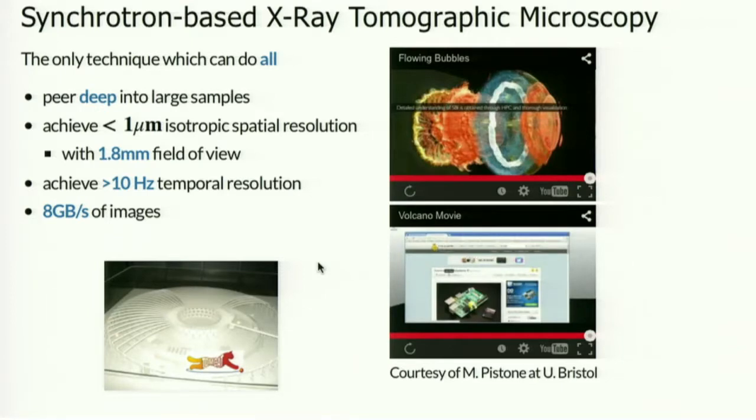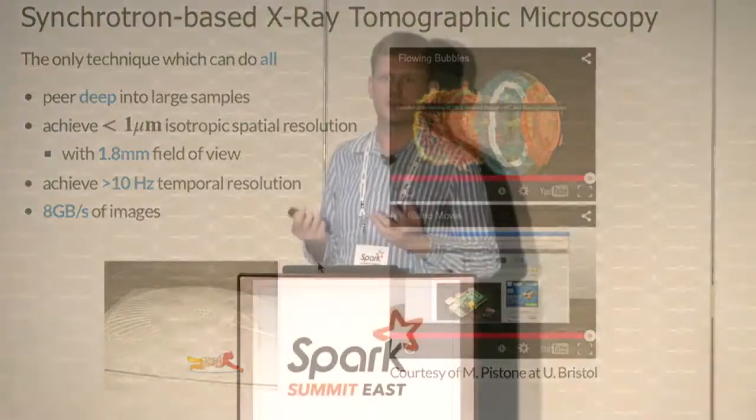And of course, the major problem with this is when it's running at full speed, you end up with 8 gigabytes a second of images, which is more data, if you were to measure it 24 hours a day, than Facebook or Instagram collect. And so that's a huge amount of data to try to process, particularly when we're all physicists and have no idea how to handle big data problems.